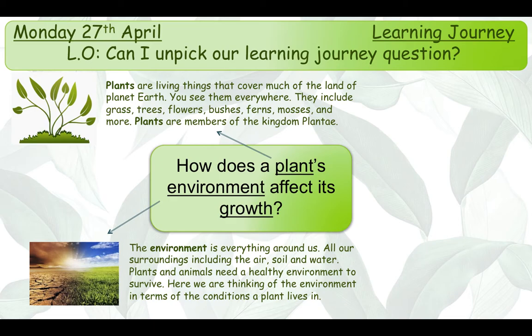Here's mine. The environment is everything around us. Often we refer to the world around us as the environment. It's all of our surroundings, the air, the soil, the water. Plants and animals need a healthy environment to survive. So in our question, we're thinking about the environment in terms of the conditions a plant lives in. So what conditions a plant needs to live in order to grow.